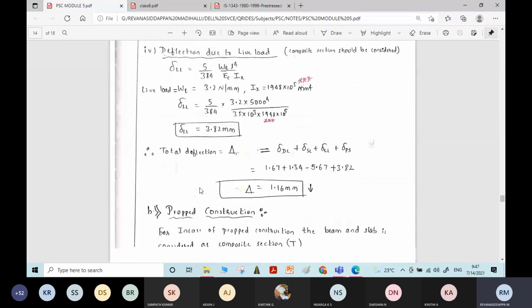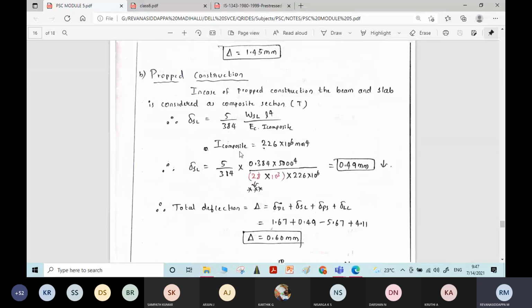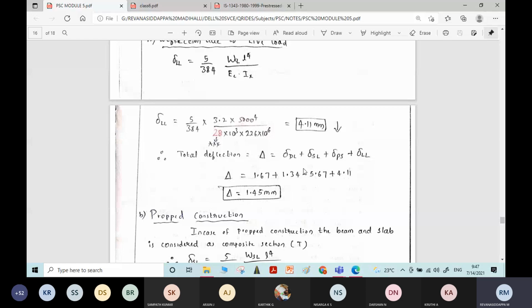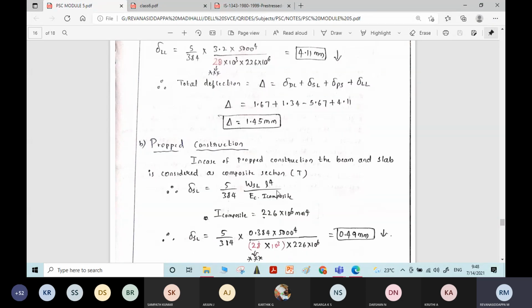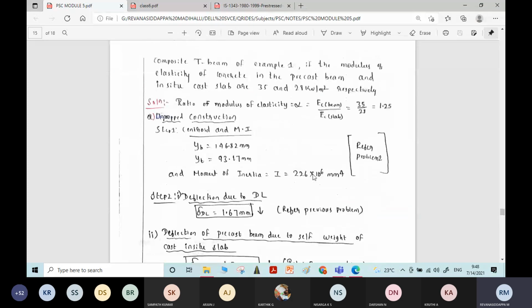Then calculate the total deflection. Similarly for propped construction, for the moment of inertia of the composite section, instead of substituting 1948, 226 should be substituted. How has 226 come? By multiplying that ratio of 1.25 in calculating the moment of inertia, we have got 226.